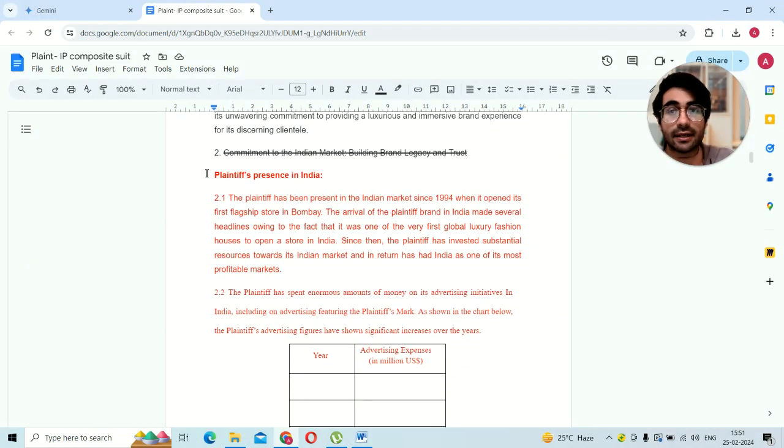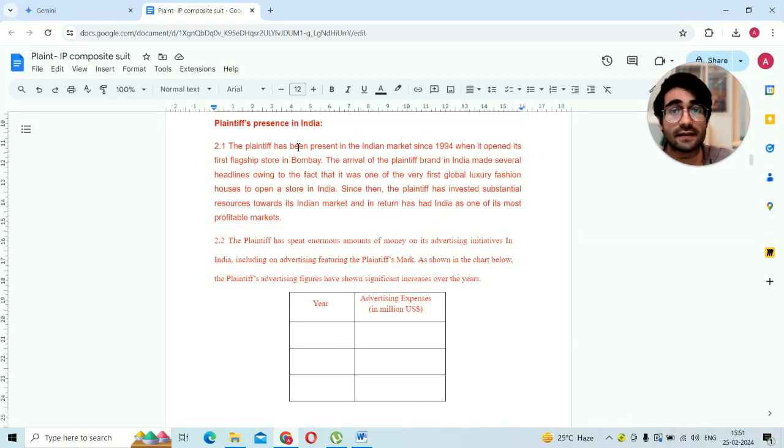And then again, plaintiff's presence in India, that is something that absolutely you have to talk about, like I just stated. So again, the heading has been changed by me and certain pointers have been added. The plaintiff has been present in the Indian market since 1994 when it opened its first flagship store in Bombay. The arrival of the plaintiff brand in India made several headlines owing to the fact that it was one of the very first global luxury fashion houses to open a store in India. Since then, the plaintiff has invested substantial resources towards its Indian market, and in return has had India as one of its most profitable markets, right?